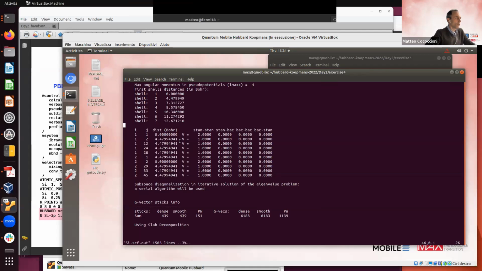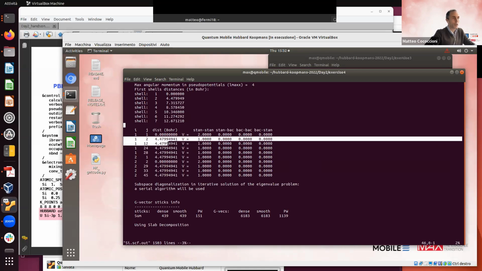Okay, so I used the value of 2 electron volts as an on-site U for this last calculation, and you see that both the 1,1 term has a V of 2, and also the 2,2 term, because there are two silicon in the unit cell, and they're of course equivalent to one another, and so you get a value of V equal to 2 also for the on-site term on the second silicon.